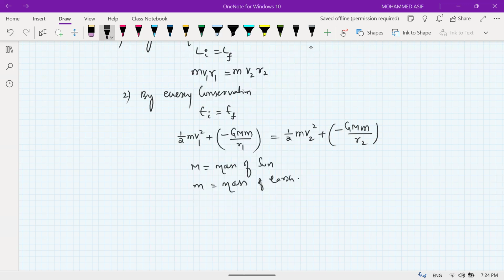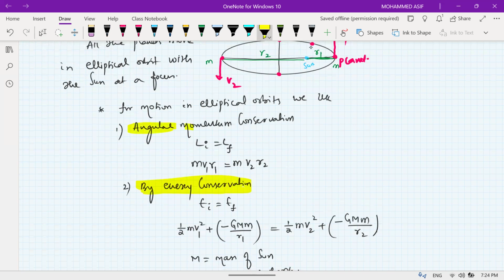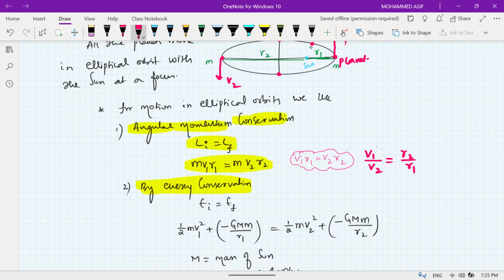So what is the condition? We are applying the law of conservation of mechanical energy, very important, right beta? And we are also applying the law of conservation of angular momentum. So initial angular momentum must be equal to final angular momentum, that is m1 v1 r1 equals m2 v2 r2. So I can write v1 r1 equals v2 r2. That means v1 divided by v2 equals r2 divided by r1. This is the relation between velocity and the distance.